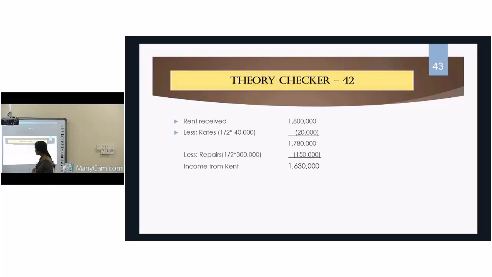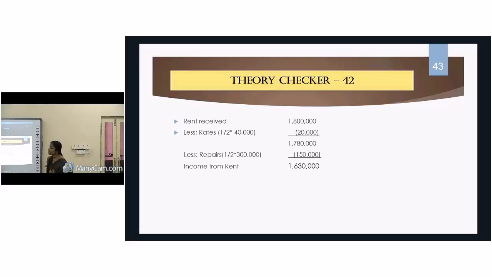This will be applied to other than companies and partnerships. So you have to make sure that individual businessmen can apply and calculate this income from rent, but companies and partnerships cannot claim this income from rent.